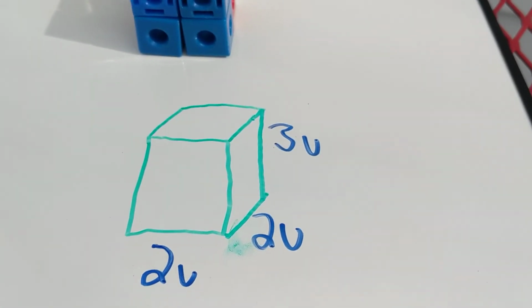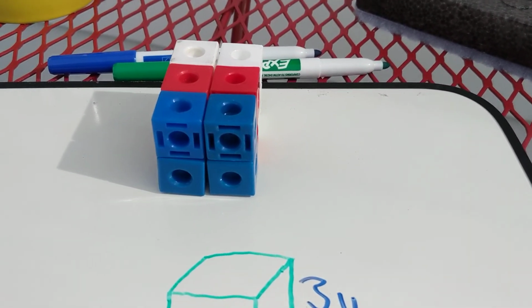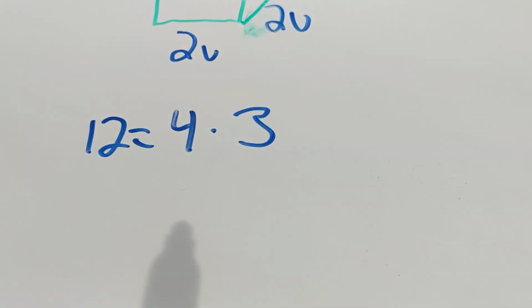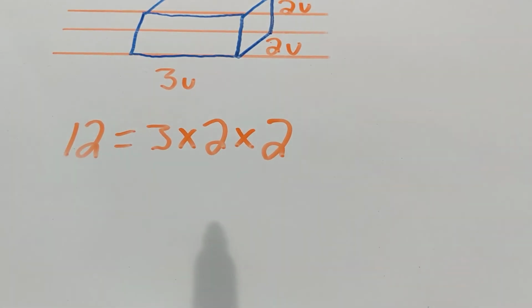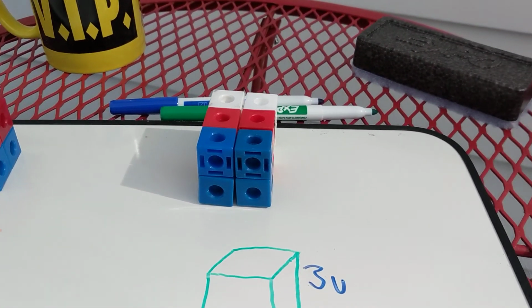After you've drawn a picture of your rectangular prism built out of unit cubes that you created, see how many equations you can create that show the volume of your unit cube.